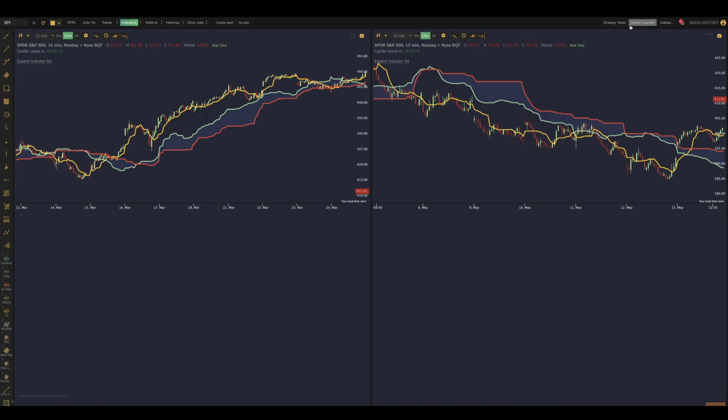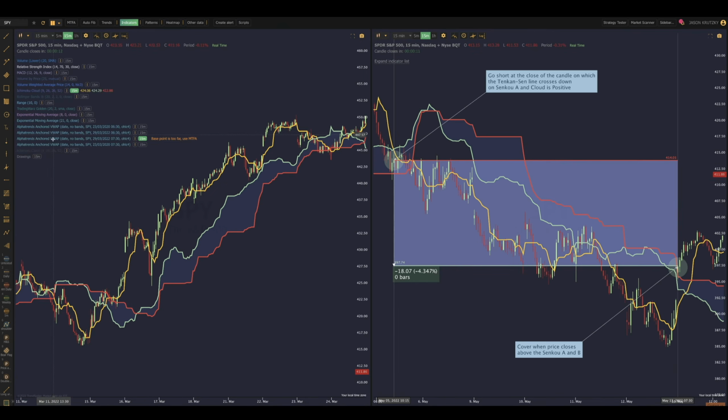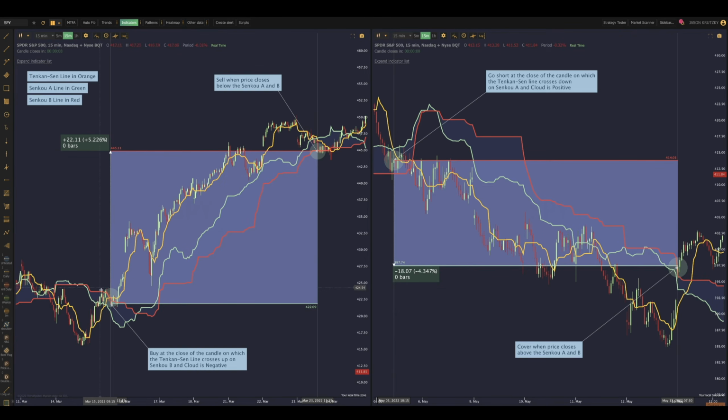I'm going to turn my scanner off. I'm going to turn my drawings on here. And now on the left-hand side, the bullish setup. The Tenkan-Sen line in orange is crossing up on the Senkou B in red, but the cloud is negative.